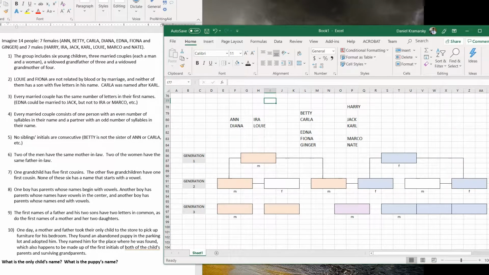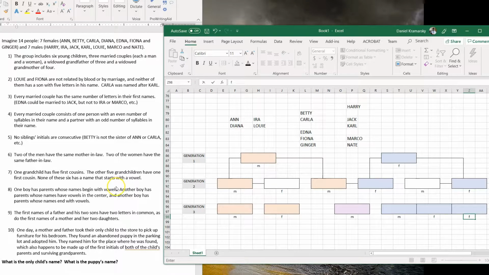Now if you count the little m's, you'll find we have 7 males. 1 grandfather, 3 fathers, and 3 sons. That makes 7. And that's all the boys' names we have, which means everybody else has to be female. The remaining grandchildren are female.